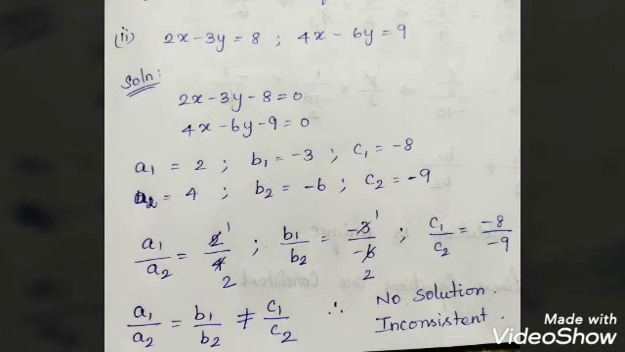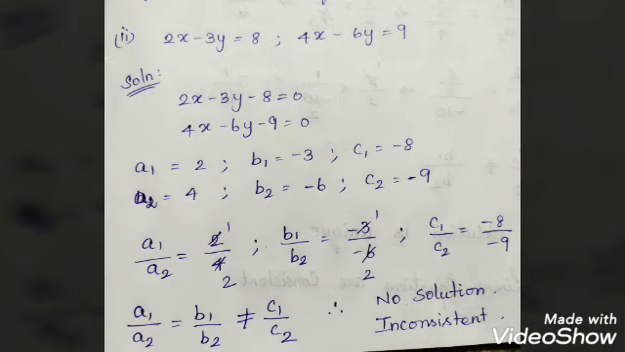Your second subdivision: 2x minus 3y equal to 8, 4x minus 6y equal to 9. So let me find A1, B1, C1. A1 equal to 2, B1 equal to minus 3 and C1 equal to minus 8. Then A2 equal to 4, B2 equal to minus 6, C2 equal to minus 9. Now find the ratios. A1 by A2, 2 by 4 gives you 1 by 2. B1 by B2, minus 3 by minus 6 gives you 1 by 2. Then C1 by C2, minus 8 by minus 9. We cannot divide it evenly.